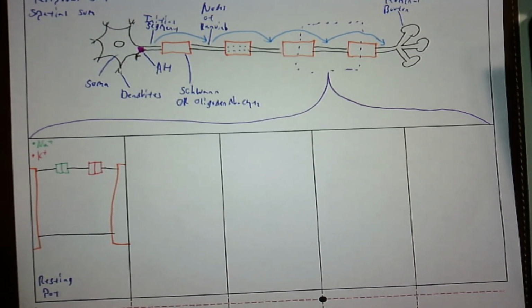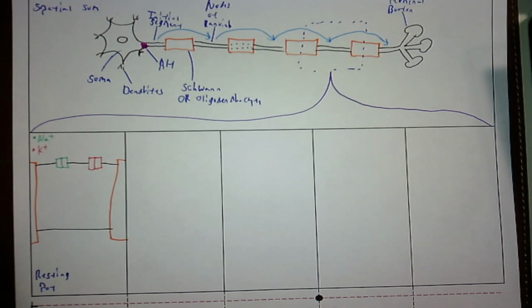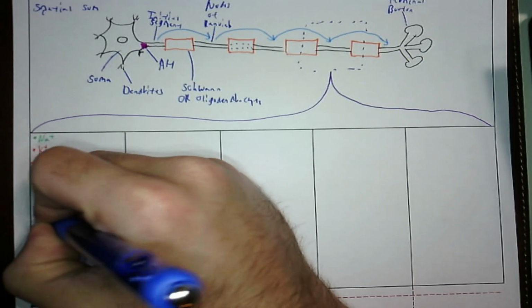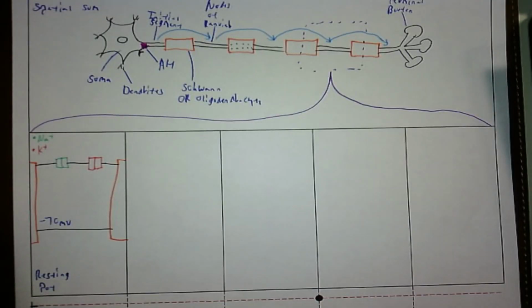Do we know the voltage of the membrane at rest? Hopefully you know that it's negative 70 millivolts. But here comes a big question. Why negative 70? And this is where you need to have an understanding of equilibrium potential. So why negative 70? How does that relate to equilibrium potential?